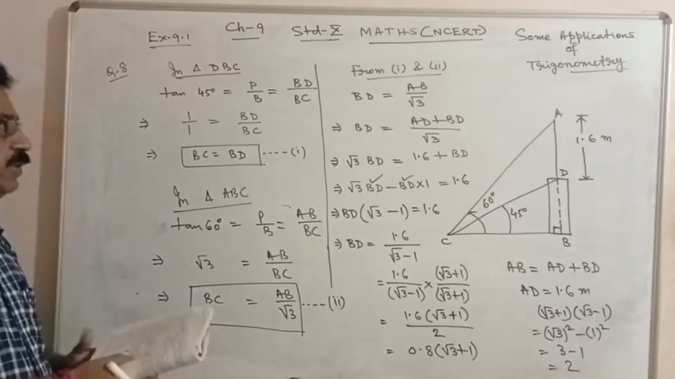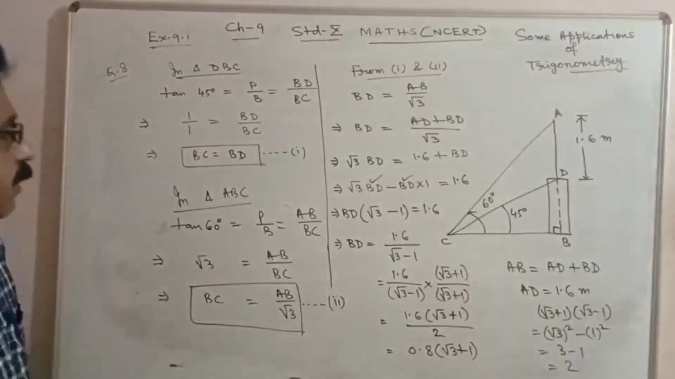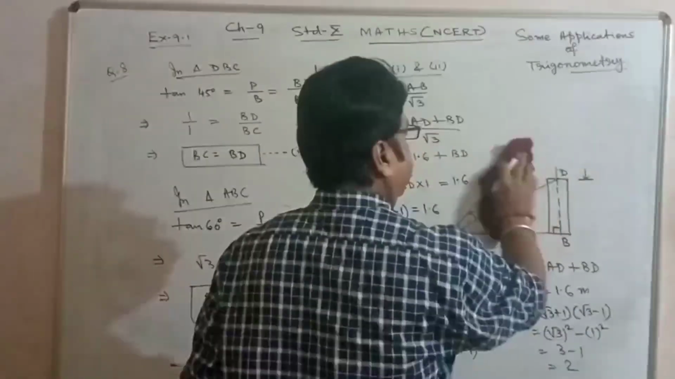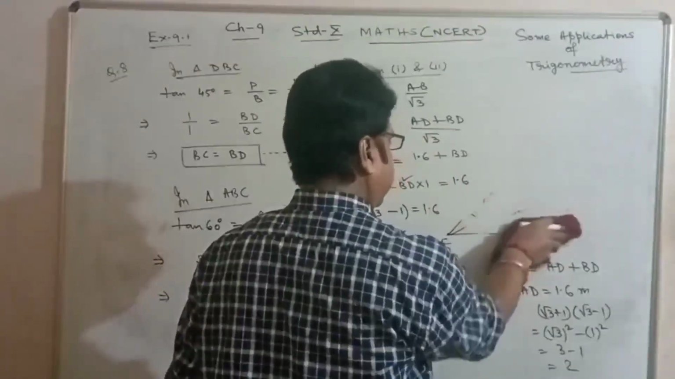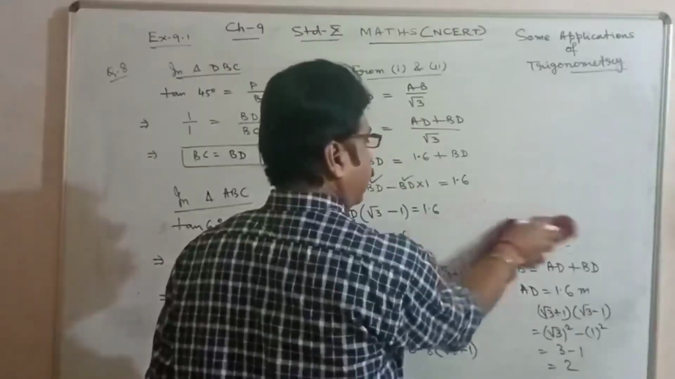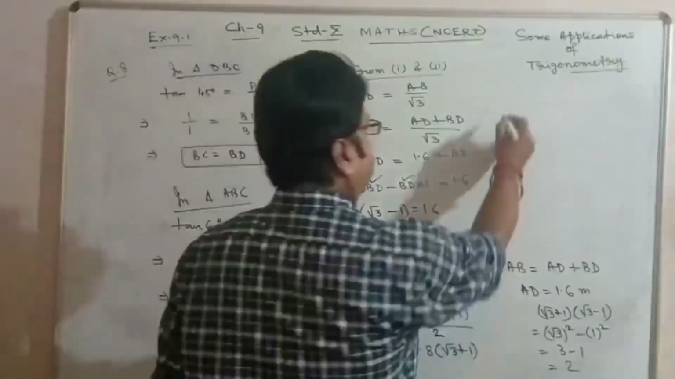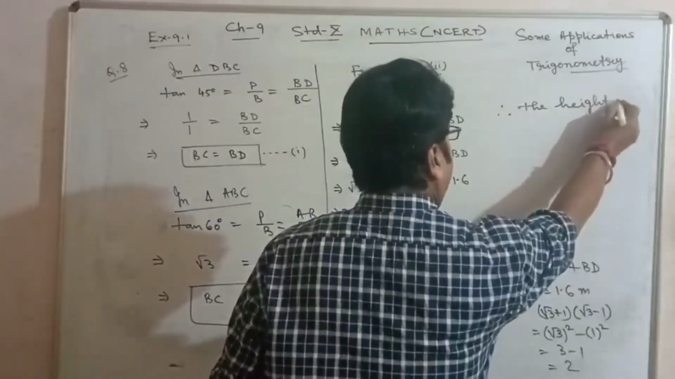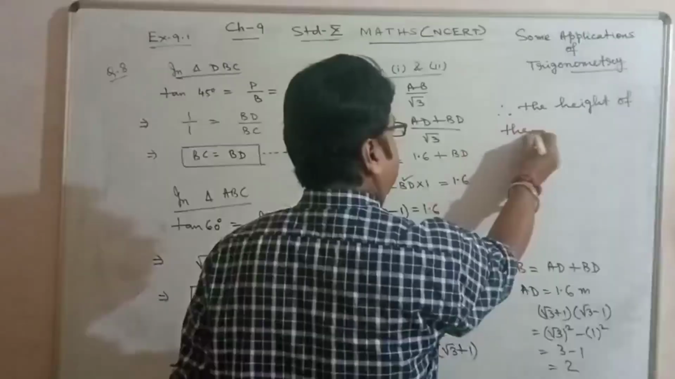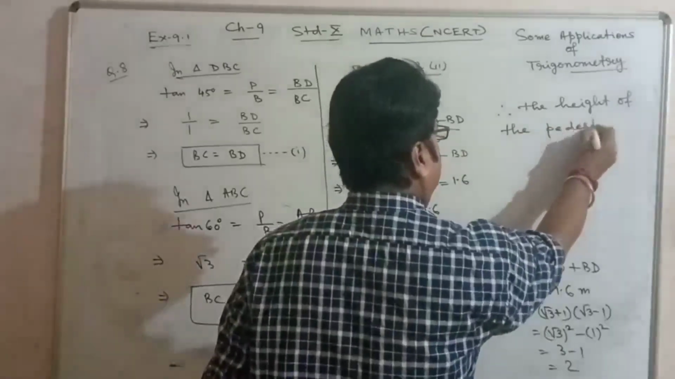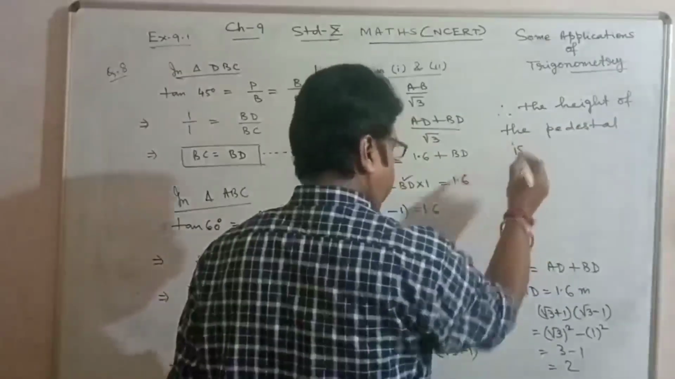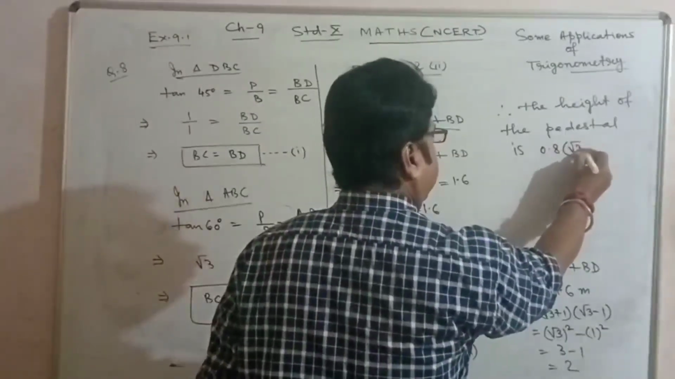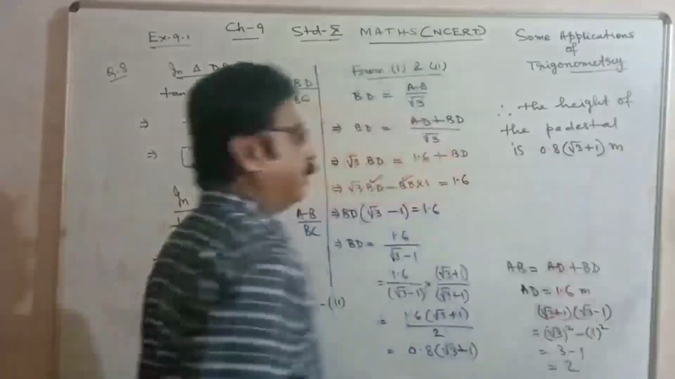Find the height of the pedestal. Therefore, the height of the pedestal is 0.8 into root 3 plus 1 meter.